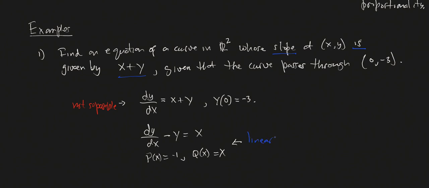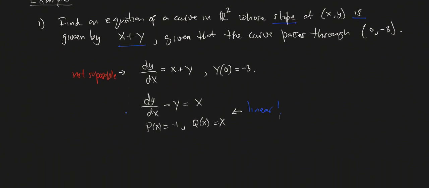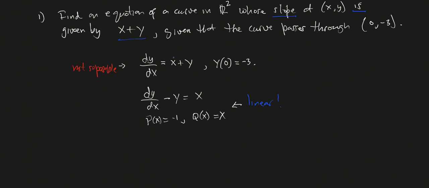So we can use our integrating factor method. Just as a note, we could use our general substitution and just make u equals x plus y. That could work, right? But we know that our substitution methods are a little bit more involved. So I'm going to go for the linear approach. So let's find our integrating factor. So mu here is e to the integral of -1 dx. So that's e to the -x.